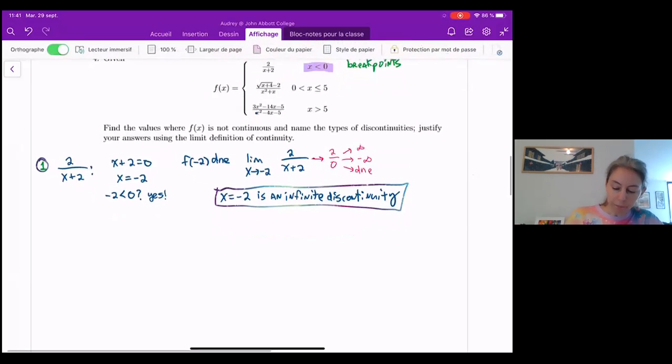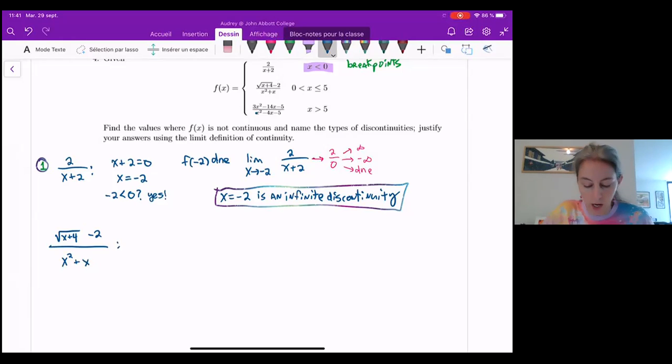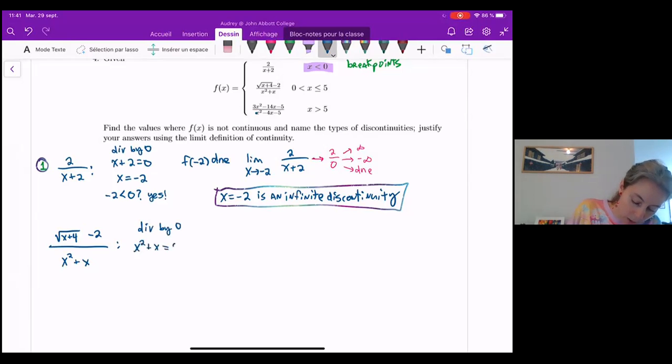So in the second one, we have this function, the square root of x plus 4 minus 2 over x squared plus x. And we actually have 2 things to look at here. So this was our division by 0. And we're going to start off by looking at that, division by 0. So that's when x squared plus x is equal to 0. This is another thing. Show your work. Show me that you are solving this equation and make it clear why you are solving this equation. So I'm going to factor out my greatest common factor because that's the first step of factoring always. And I get x is equal to 0 and x is equal to -1.